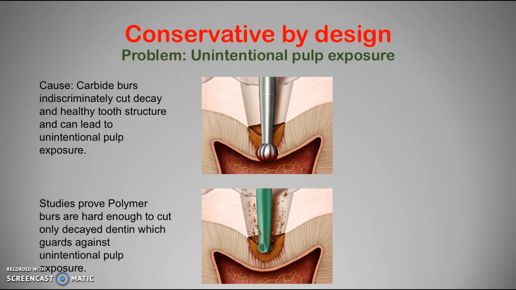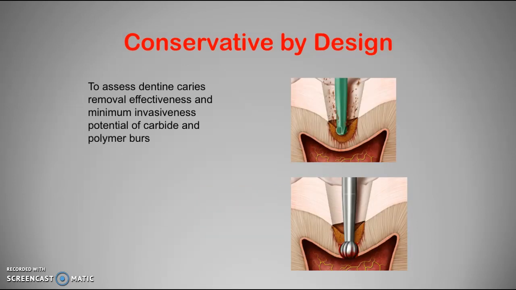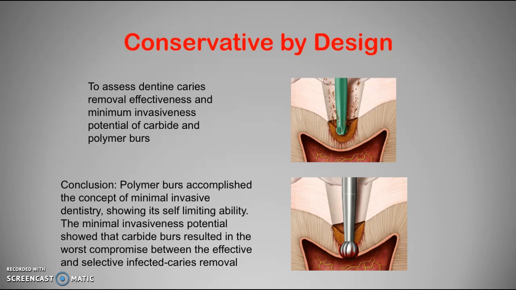The polymer burrs are more conservative in design than carbide burrs because carbide does not discriminate between healthy and infected dentine. It can lead to pulp exposure, while polymer is only hard enough to remove infected dentine only. To assess dentine caries removal effectiveness and minimum invasiveness potential of carbide and polymer burrs. In conclusion, polymer burrs accomplish the concept of minimal invasive dentistry, showing its self-limiting ability.